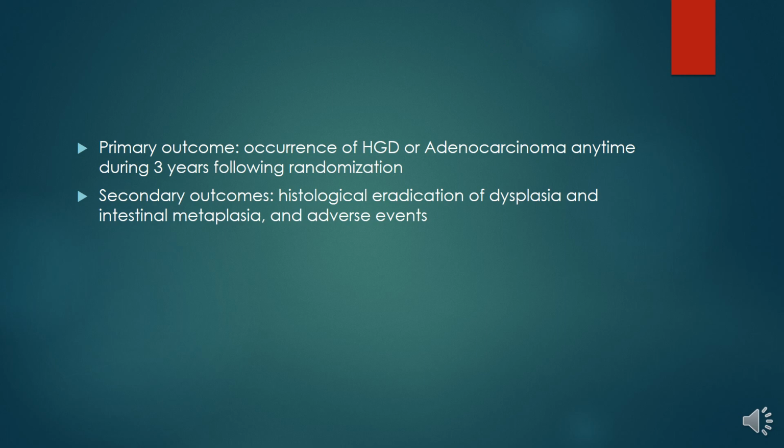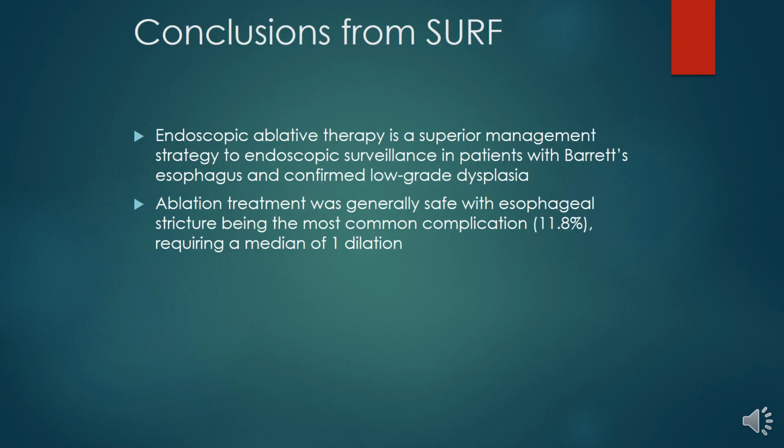The primary outcome was the occurrence of high-grade dysplasia or adenocarcinoma anytime during 3 years following randomization. Secondary outcomes were histological eradication of dysplasia and intestinal metaplasia, and adverse events. Endoscopic ablative therapy is a superior management strategy to endoscopic surveillance in patients with Barrett's esophagus and confirmed low-grade dysplasia. Ablation treatment was generally safe, with esophageal stricture being the most common complication, requiring a median of 1 dilation.